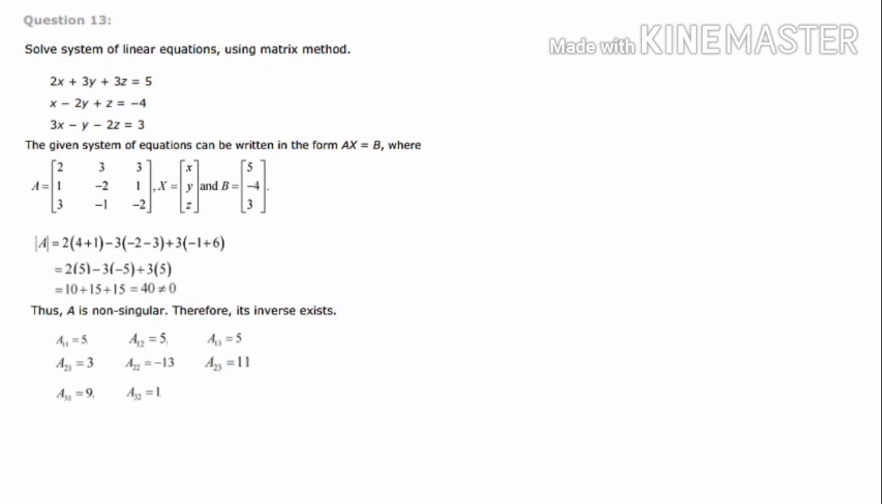Next is A23. A23 means second row, third element. Second row, third element is 1. If you take 1, that particular row and column is gone. 2 into minus 1 is minus 2, minus 9. Minus 2 minus 9 is minus 11. Minus 11 we have got. Then let's check the outside sign, that is 2 plus 3, 5. 5 is odd, so the minus sign is outside. So minus of minus 11 is plus 11.